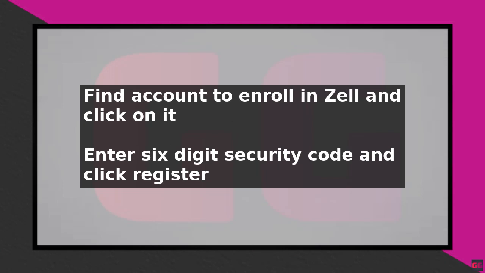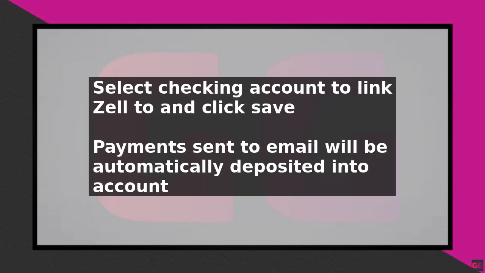You will then receive a 6-digit security code via email or text message. Enter this code and click Register. You may be prompted to confirm that you want to move the address from your other bank. So click Yes if applicable. Next, select the checking account you want to link Zelle to and click Save.